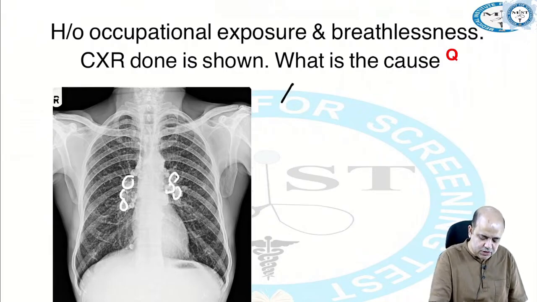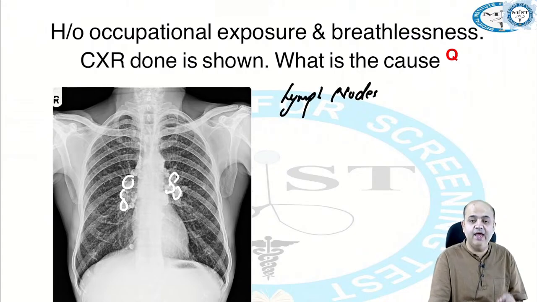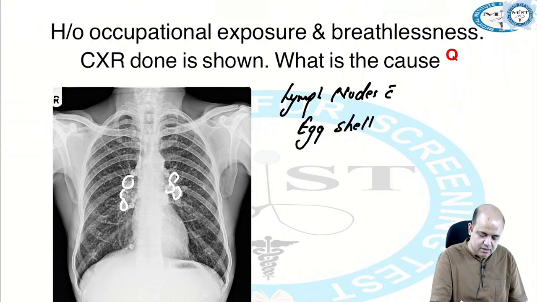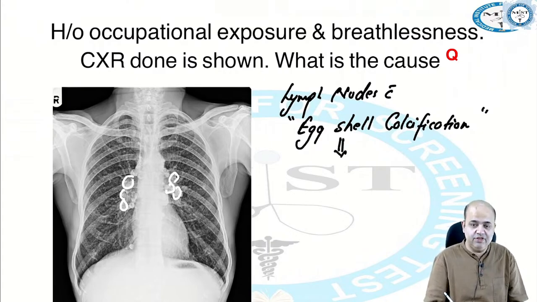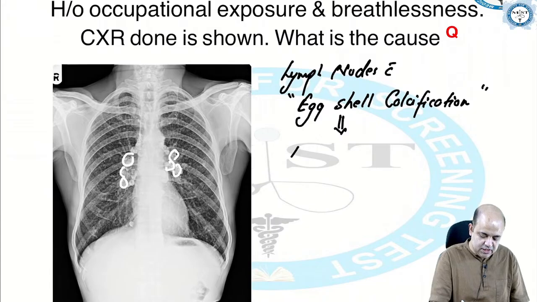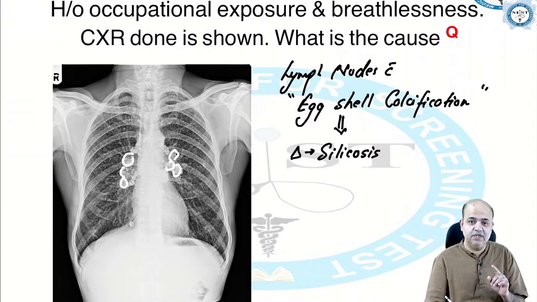Lymph nodes with eggshell calcification, and this is seen classically with silicosis. What is the diagnosis? The diagnosis is silicosis.